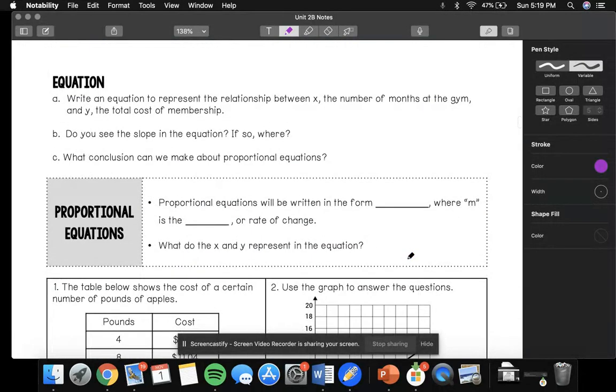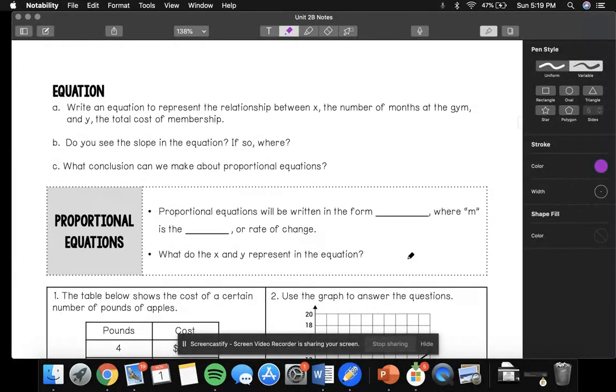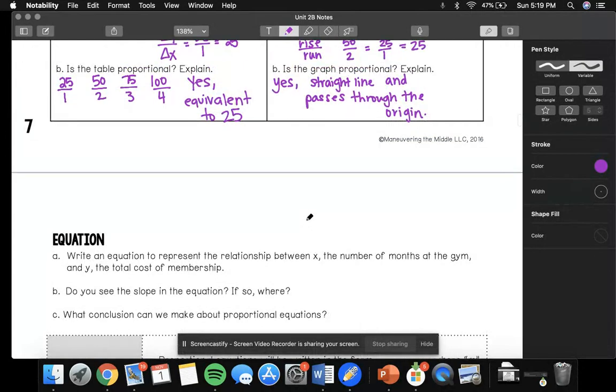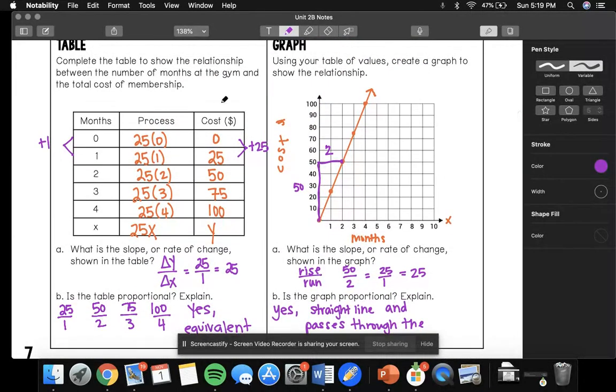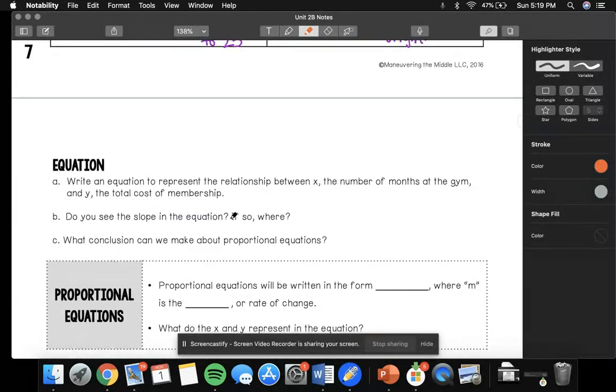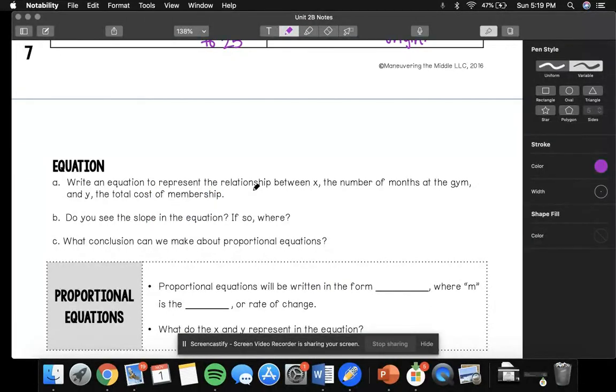Now it says to write an equation on page 8 to represent the relationship between x, the number of months at the gym, and y, the total cost. We actually kind of already did this in our table. Right here, we took our input, x, and multiplied it by 25, and whatever we did, we would get our output. So our equation could be written as y equals 25x: our output equals $25 for every input, every month.